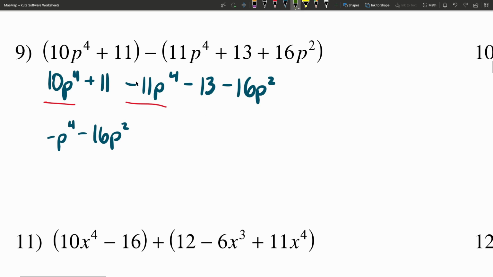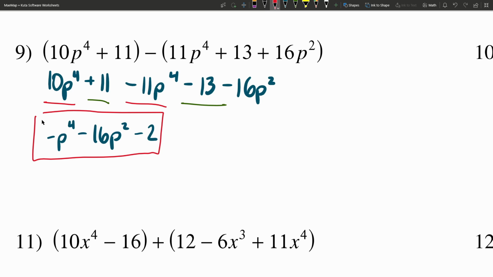And then lastly, I have a constant and another constant, so I can combine those. If I have a positive 11 and I'm subtracting 13, that results in a negative 2, so I can simply subtract 2. So negative p to the fourth minus 16p squared minus 2 is my solution in number 9. Let's move on to number 10.